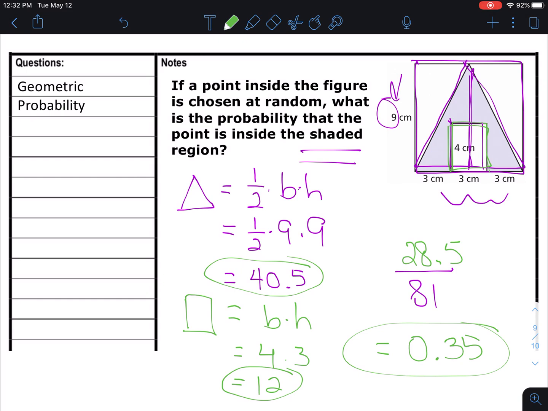Okay, so that's a review on probability. Hopefully a lot of that makes sense and comes back to you pretty quickly.